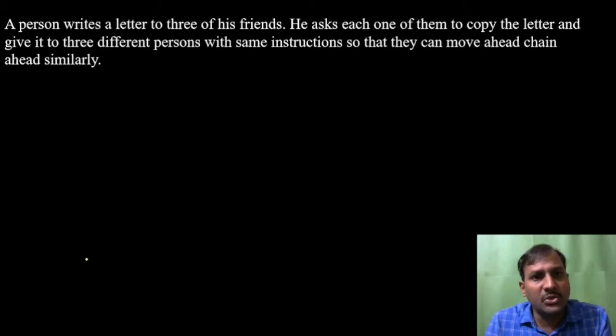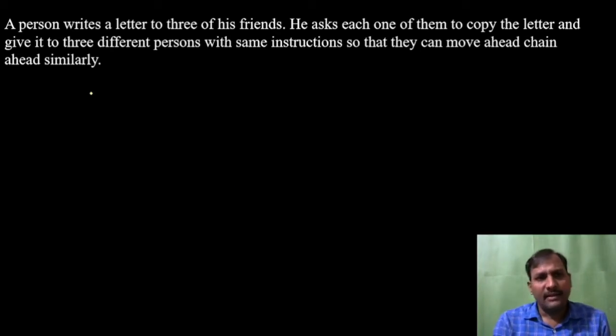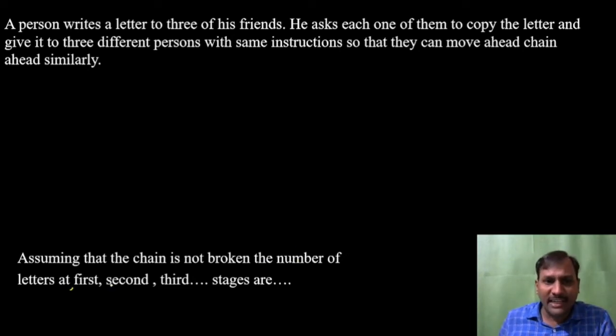Now we'll take a different situation. A person writes a letter to three of his friends. He asks each one of them to copy the letter and give it to three different persons with the same instructions, so that the chain moves ahead similarly. Suppose that the chain is not broken, then what are the numbers of letters at the first, second and third stages? Now our task is to check whether the number of letters in each stage will form a GP or not.